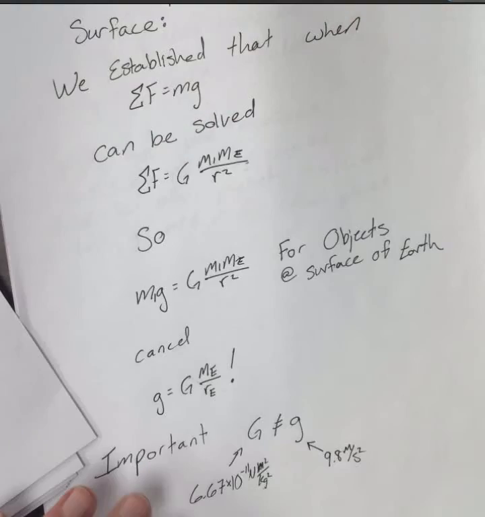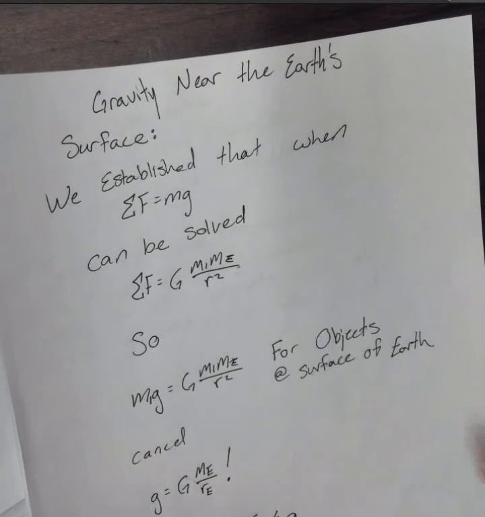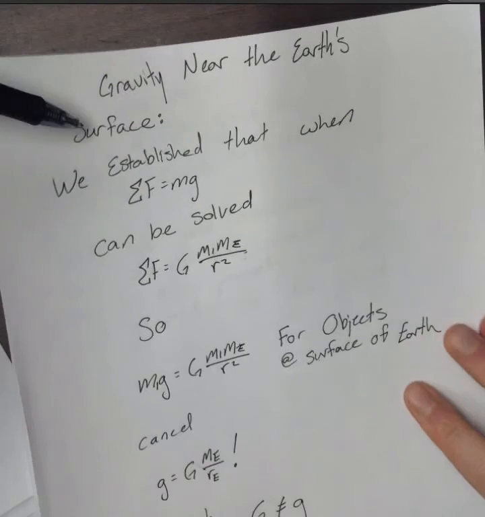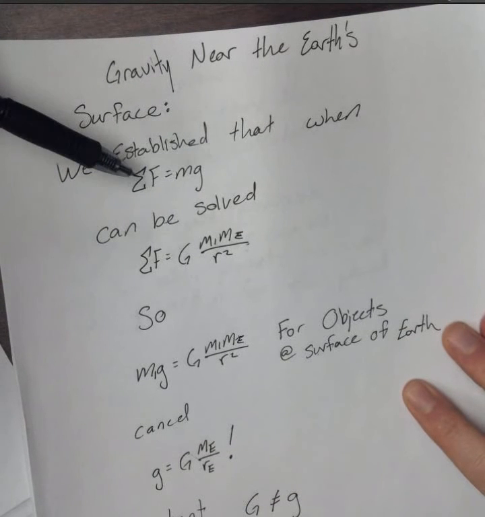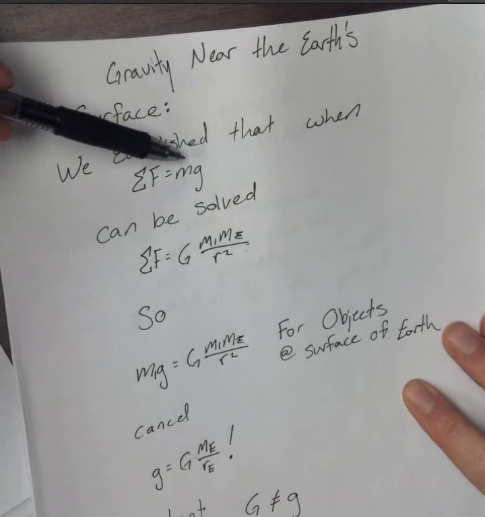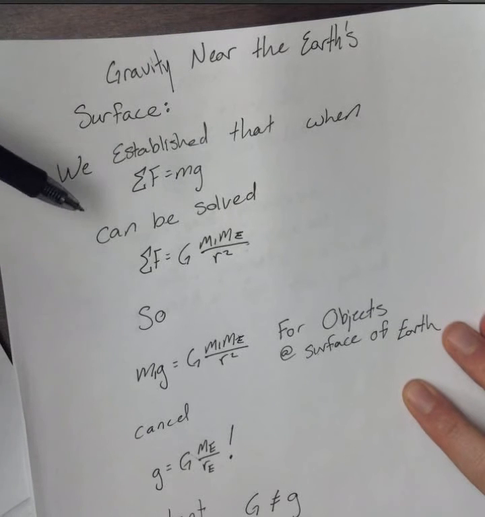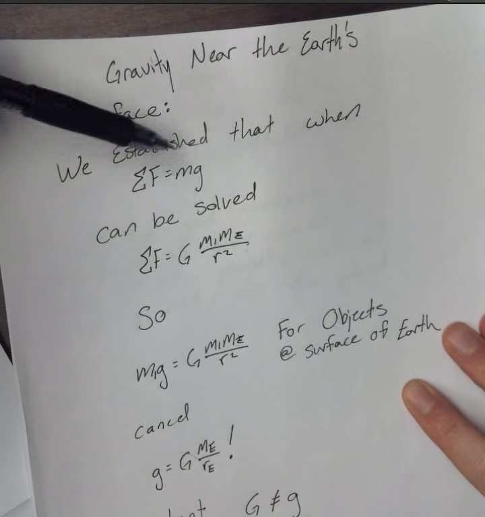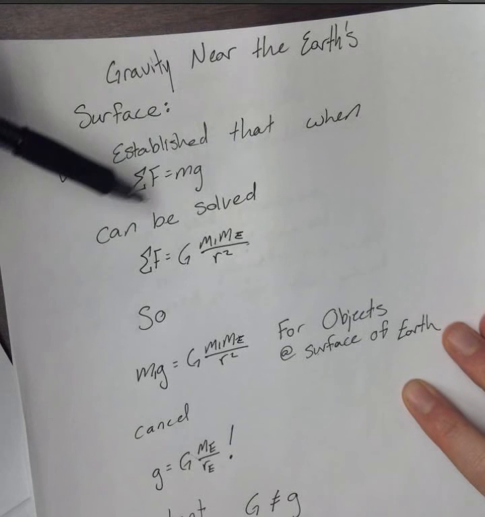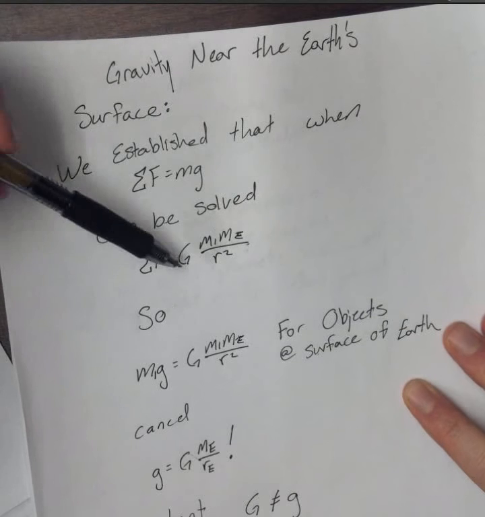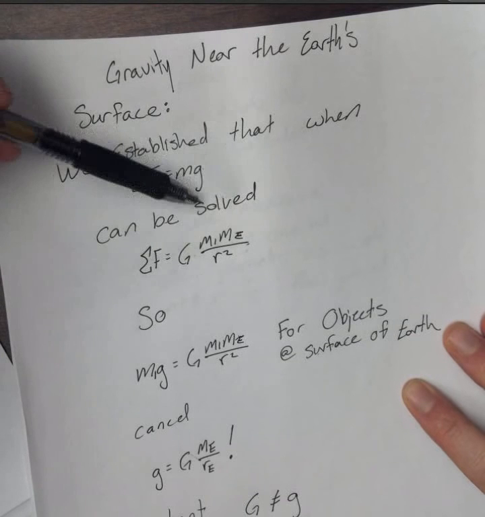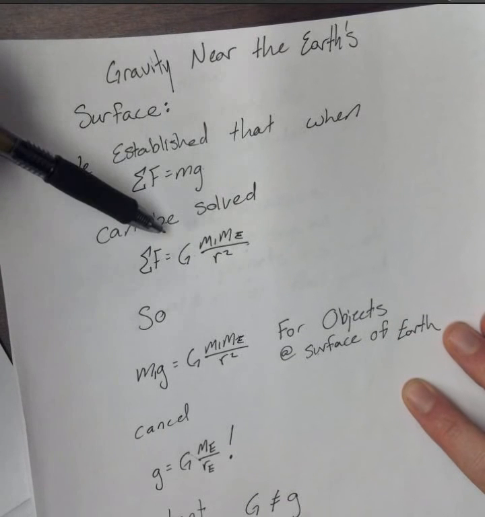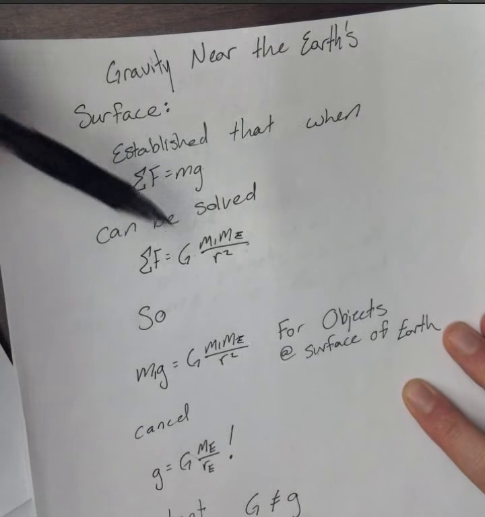The last thing that we're going to take a look at in this lecture is gravity near the Earth's surface. A few things that we know. We know that when the net force is mass times gravity, or when we're looking at the weight of an object, it equals mg. We can also solve for a gravitational attraction using Newton's universal law of gravity. In fact, the answer to this and the answer to this, assuming that this is talking about on the Earth's surface, would give you the exact same amount.